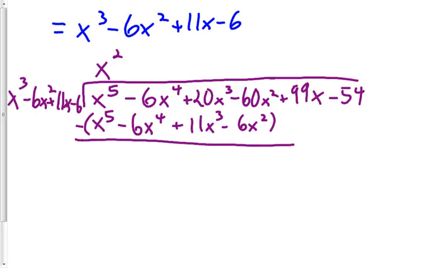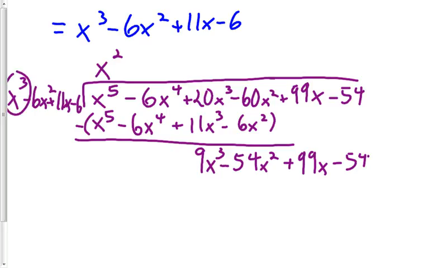Subtract: x to the fifth minus x to the fifth is 0. Negative 6x to the fourth minus negative 6x to the fourth is 0. 20x cubed minus 11x cubed, well, that's just 9x cubed. Negative 60x squared minus negative 6x squared is going to be negative 54x squared. Bring down my plus 99x, bring down my minus 54.